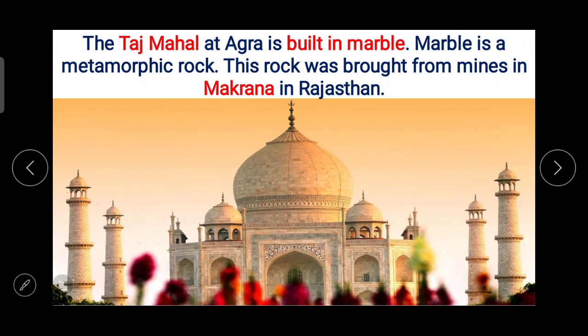And the very famous one, now on the screen, the Taj Mahal at Agra is built in marble, and marble is a metamorphic rock. This rock was brought from mines in Makrana in Rajasthan. How do we get marble? Sedimentary and limestone.